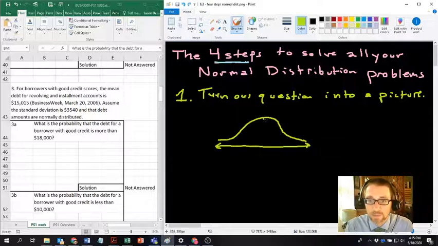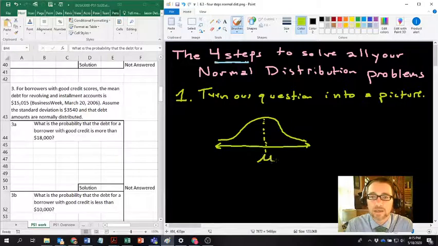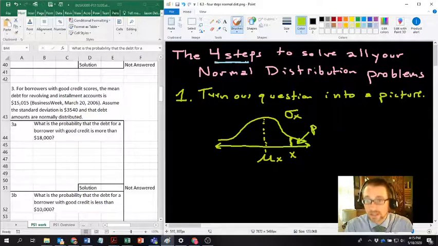That's a normal distribution. It's going to have a mean. It's going to have a standard deviation. There's going to be some value of x, and there's going to be some area. Okay, so that's the first approach.